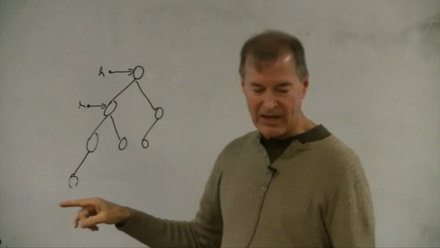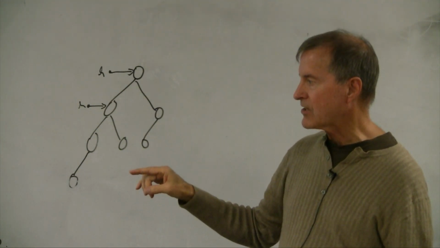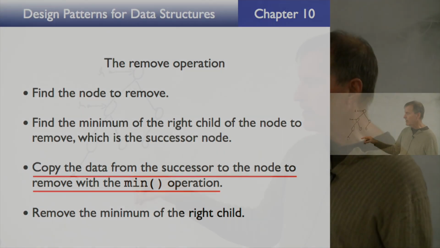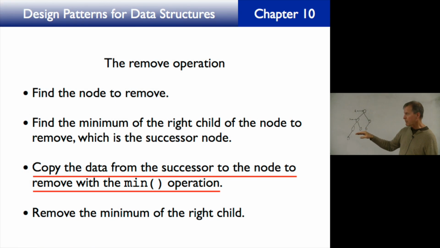Okay, so now we remove the minimum of the right. Now we see how to remove the minimum of a subtree. So in the code, we're going to remove the minimum of the right child. Okay, so now let's think about how to copy the data from the successor to the node to remove with the min operation.